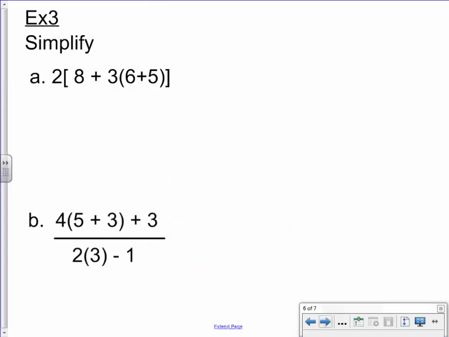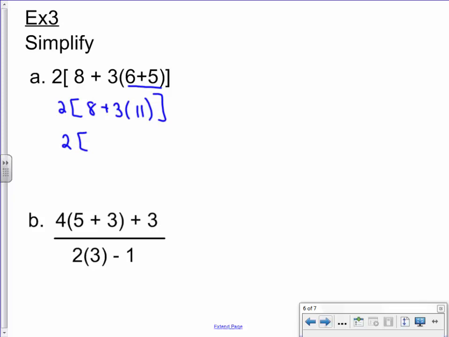So in example 3, now we're going to include some brackets here. When we have brackets, parentheses, that type of stuff, we generally want to start as far inside as we can when we are simplifying these. If we have variables, it's going to be a little bit different here. But for right now, we're just dealing with evaluating some expressions. Remember, expressions, no equal sign, right? Equations have equal signs here.